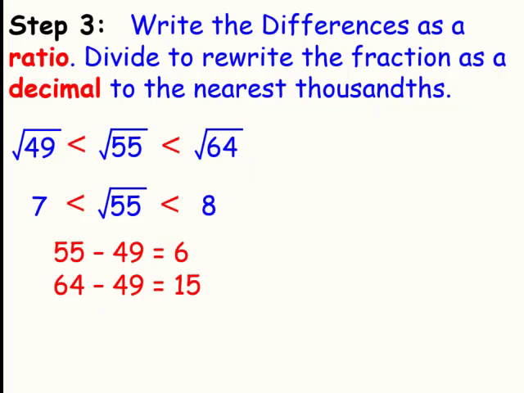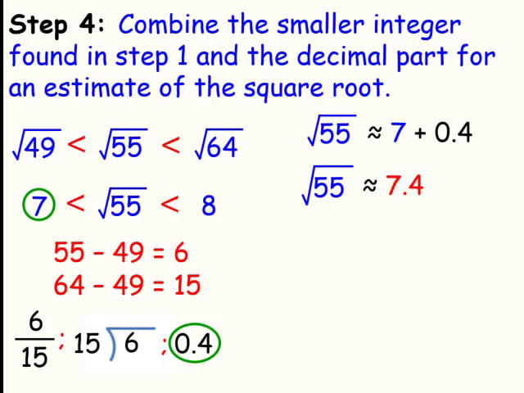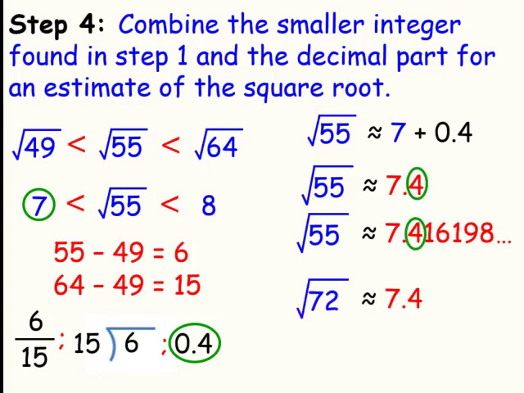Our third step is to write the differences as a ratio and divide. Last and final step is to combine the smaller integer found in step 1 and the decimal part for an estimate of the square root. Therefore, we can estimate the square root of 55 as 7.4. If we used a calculator, it would be 7.416198. For the first tenths, it's spot on, but if we continue to the hundredths, we'll be off by 2 hundredths. I think that's a pretty good estimation.